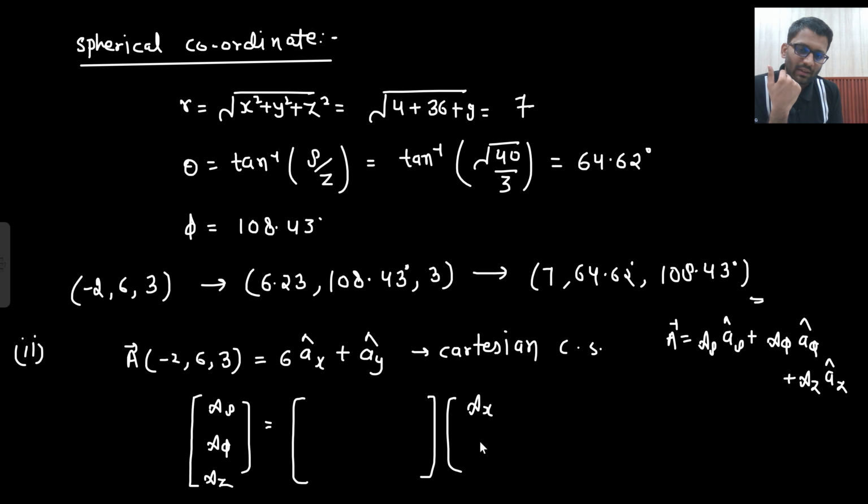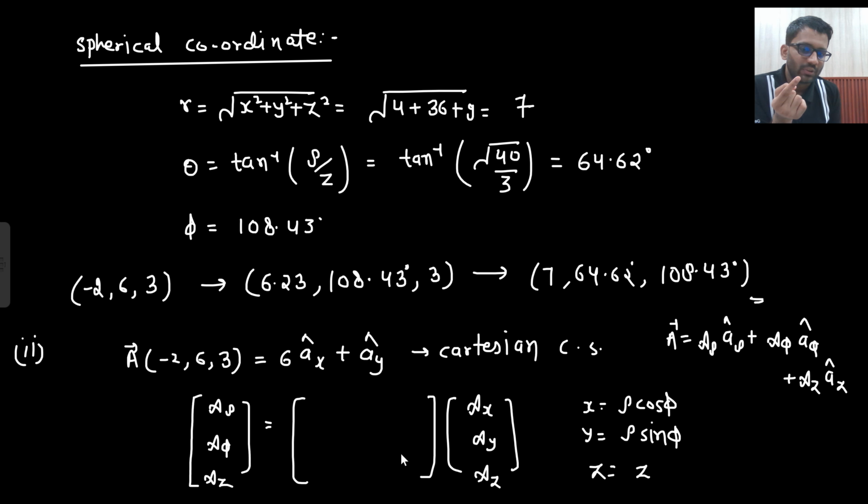Then ax, ay, az. Right? What is the formula now? So x equals rho cos phi, y equals rho sin phi, and z equals z. But I am writing down the opposite. From rho to x I am going, so I will write horizontally. What is the differentiation of cos? Minus sin phi, cos phi, and then 0. Here 0, 0, this will be 1.